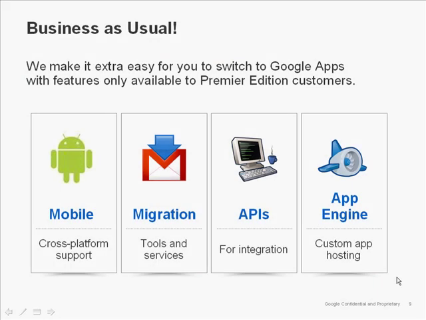Our Google Apps team has also made it extra easy for your business to switch over to Google Apps with features only available to Premier Edition customers. First off, we have our mobile users. So we provide cross-platform support for those of you who are on Blackberries, using iPhone for your business, and other mobile devices. We also have various migration tools that allow your business to migrate over to Google Apps very quickly and very seamlessly.